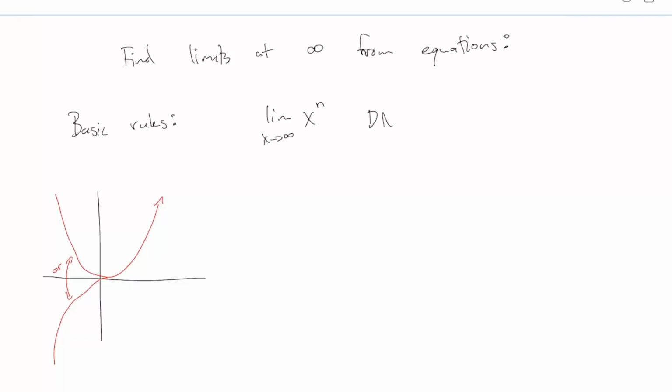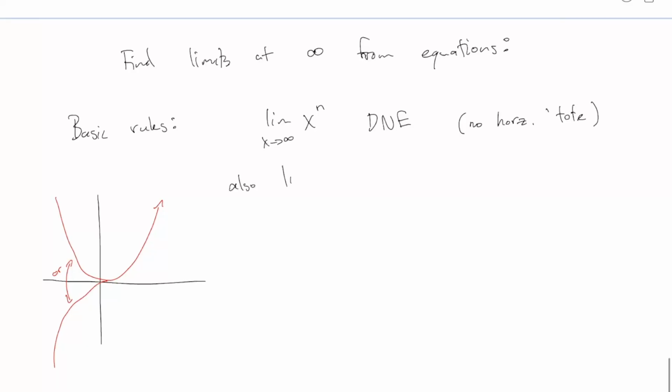this does not exist. That's because a function like this does not have a horizontal asymptote. All right? It always looks like this kind of thing or this kind of thing. In either case, it doesn't have any horizontal asymptotes when I go either to the right or to the left. So this does not exist, because there is no horizontal asymptote. And so the limit as x goes to infinity does not exist. And also, the limit as x goes to minus infinity does not exist. All right?